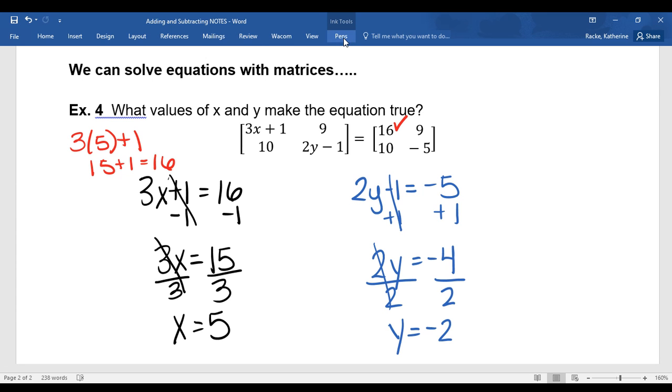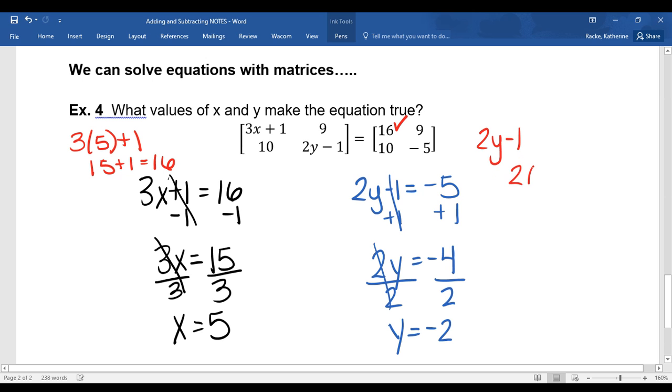Go back and check this one as well just to make sure. I'll have 2y minus 1, plugging in negative 2. 2 times negative 2 gives me negative 4 minus 1, and it has to equal negative 5. And that does work. So negative 4 minus 1 equals negative 5. That one is correct as well. Okay, so you would have to say x equals 5 and y equals negative 2.